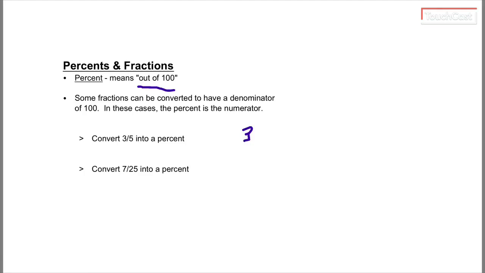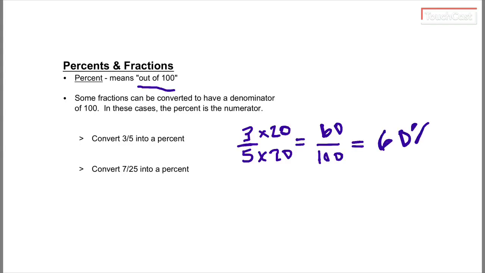So we have 3/5. Because 5 goes into 100 evenly, it goes in 20 times, we can have something of a shortcut and make it into a fraction out of 100 using multiplication, multiplying both the top and the bottom by 20. So we wind up with 60 over 100. Well, because percent means out of 100, this is 60 out of 100, which means that it is 60%.